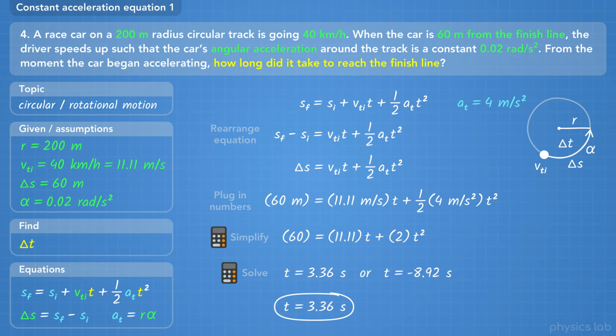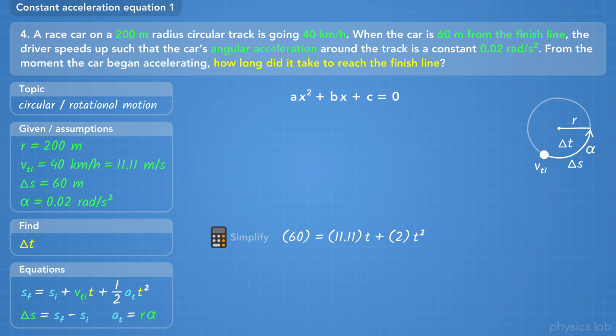If you want, try it for yourself, first plugging in 3.36 for t in both places, and then again plugging in negative 8.92 for t in both places. Each equation will be true. What if you don't have a calculator that solves this for you? Then we need to use the quadratic formula. If we have an equation in this form, ax squared plus bx plus c equals 0, where a, b, and c are constants, meaning they're numbers, then we can solve for the unknown variable x using the quadratic formula.